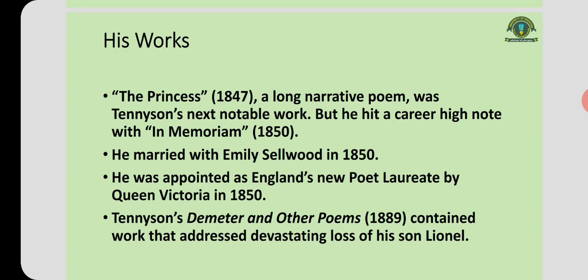The purpose of writing In Memoriam was that there was a friend of Tennyson, whose name was Hallam, and he died of a hemorrhage in the years before 1850. That's why he wrote this long narrative poem In Memoriam for one single purpose: it is an elegy to mourn his good friend Hallam's death due to hemorrhage. He married Emily Sellwood in 1850 AD, and it was at that point of his career that he was appointed poet laureate by Queen Victoria in 1850.